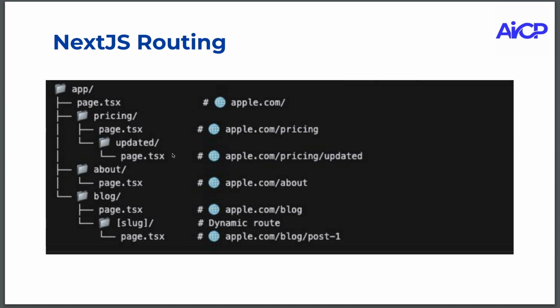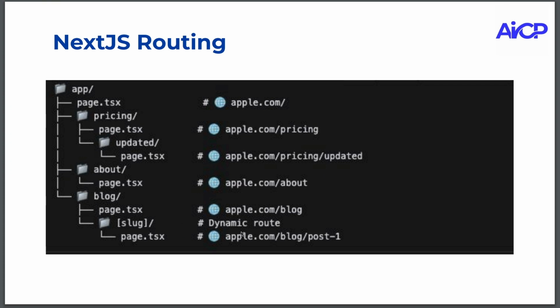And then if you wanted to create an about section, but this doesn't have anything to do with the pricing section here, then we can do directly inside the app folder, then create a new folder called about so that it's not nested within pricing or updated. So now this new URL route or the page.tsx file will now route to apple.com/about. And then below this, we have dynamic pages.